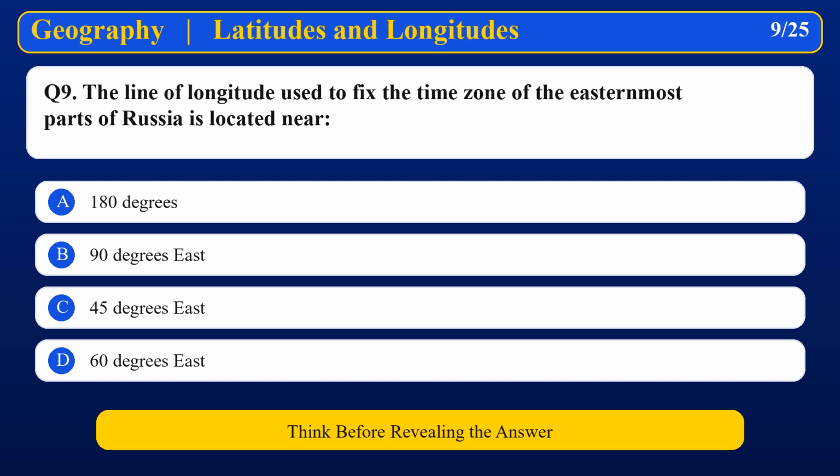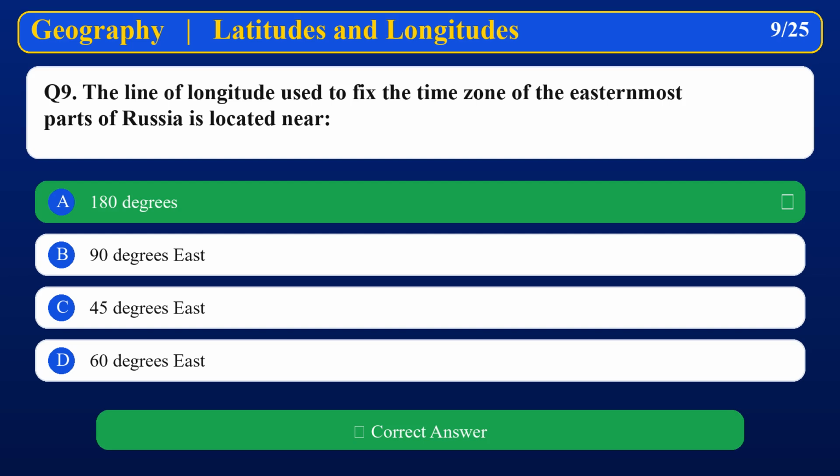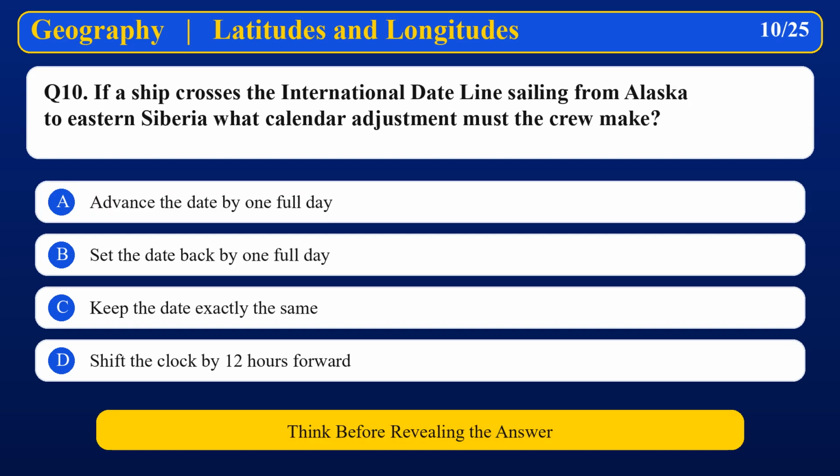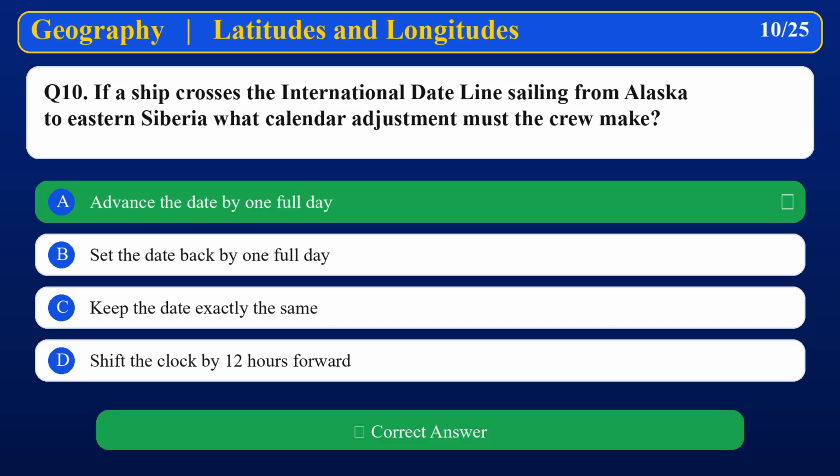The line of longitude used to fix the time zone of the easternmost parts of Russia is located near 180 degrees. If a ship crosses the international date line sailing from Alaska to eastern Siberia, what calendar adjustment must the crew make? Advance the date by 1 full day.